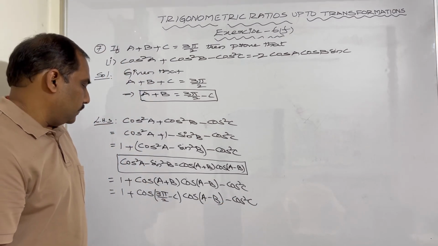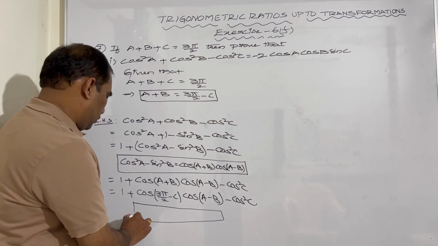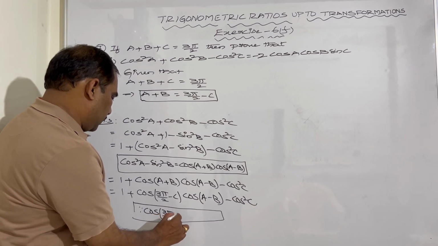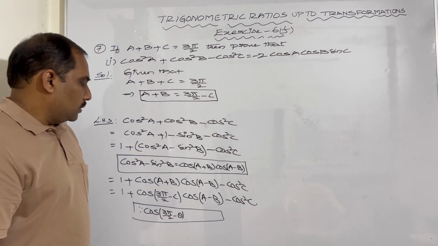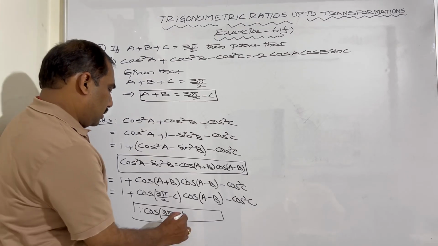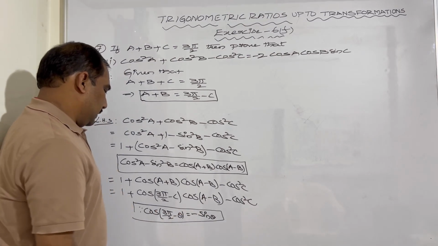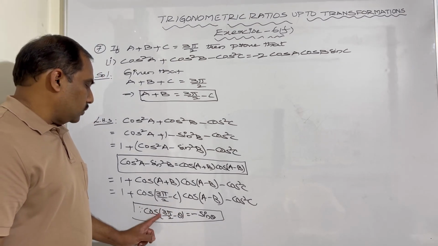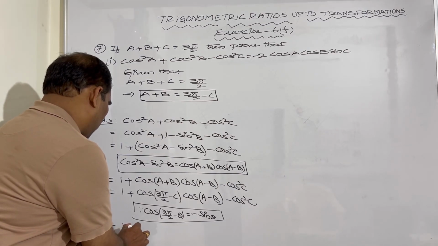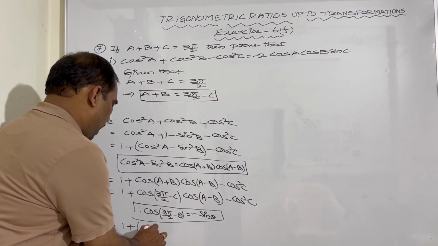And minus cos square c. Here we know cos of 270 minus theta, that is 3 pi by 2 minus theta, belongs to the third quadrant. In the third quadrant, cos changes to sine, and cos is negative. So cos of 270 minus theta is equal to minus sin theta. So here cos of 270 minus c is minus sin c.